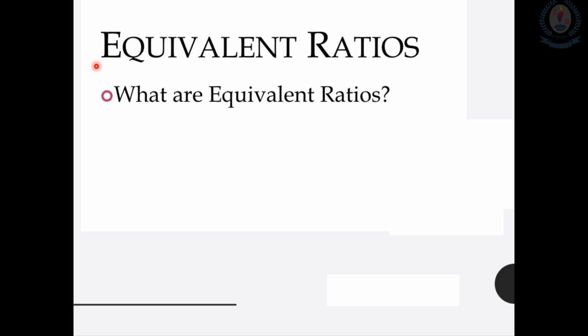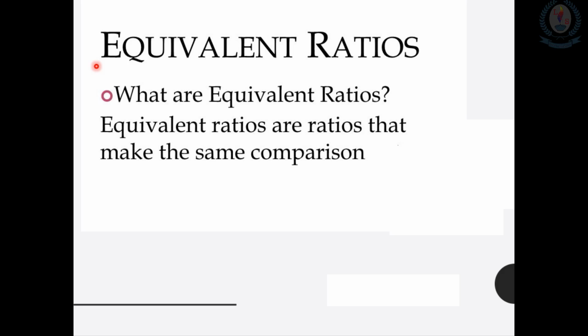Then those type of equal ratios are called equivalent ratios. What are equivalent ratios? Yes, equivalent ratios are the ratios that make the same comparison. See this example? This is the way of finding an equivalent ratio. There are two ways, children. One is multiplying and the other way is dividing.